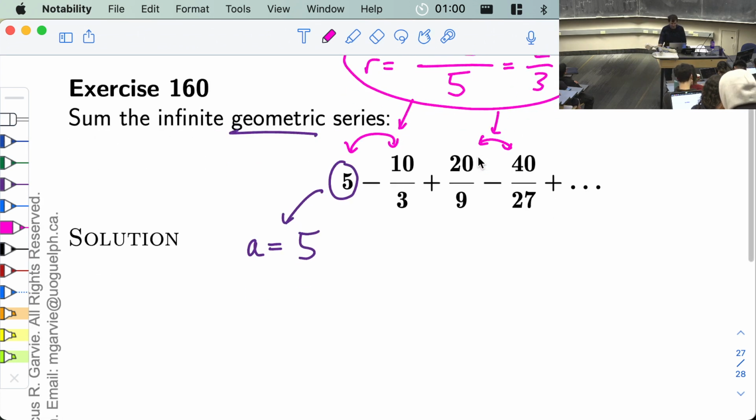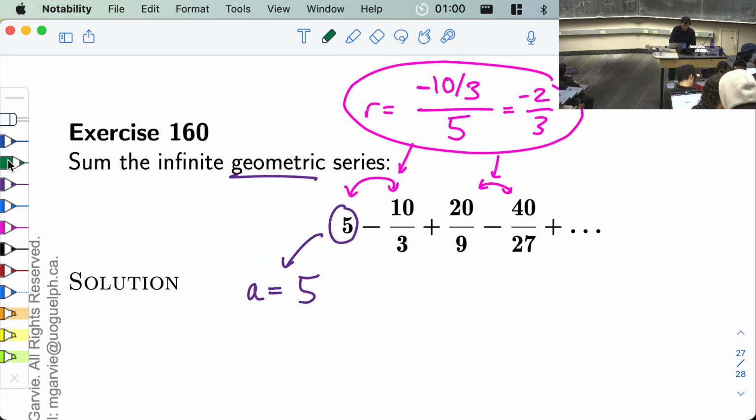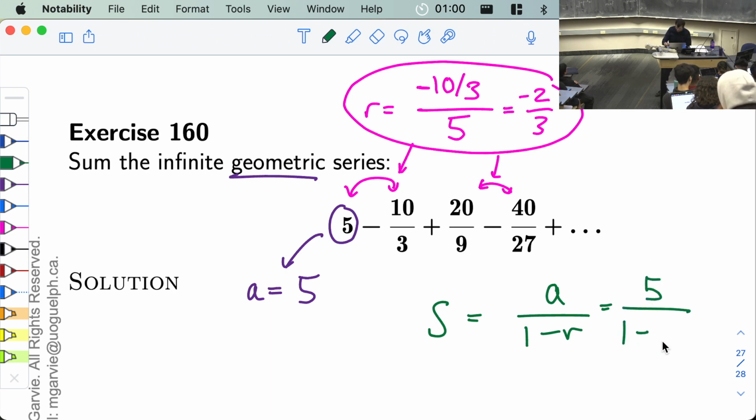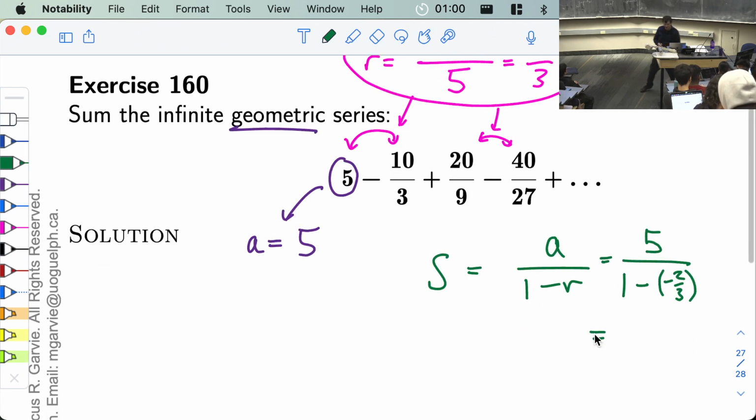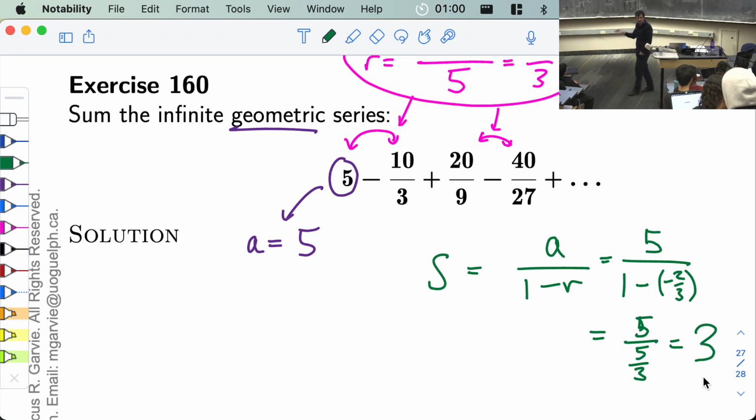Okay, but now you have the two things. So what is the sum? It's very simple once you know the ingredients. The sum by the formula is a divided by 1 minus r. In our case, it's 5 divided by 1 minus negative 2 thirds. Okay? And what is 1 minus negative 2 thirds? That's 5 thirds. So 5 divided by 5 thirds, also known as 3. So this sum is 3.